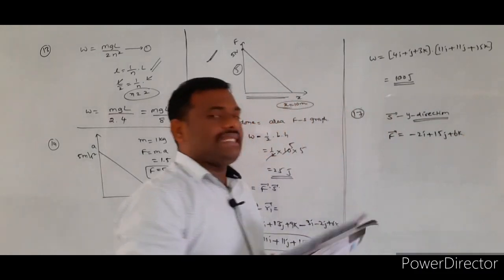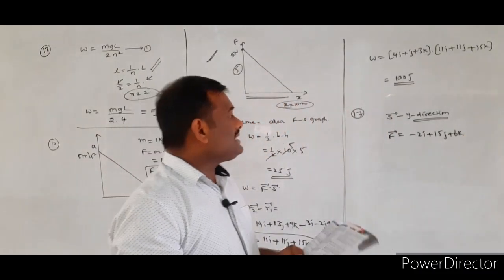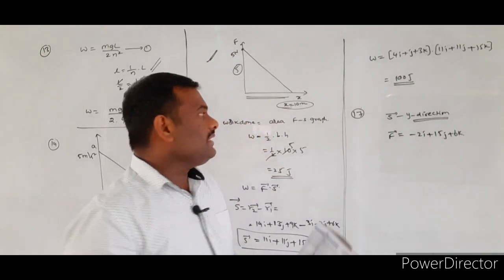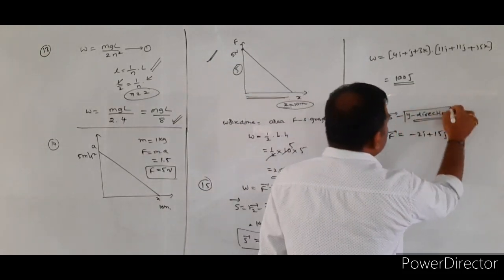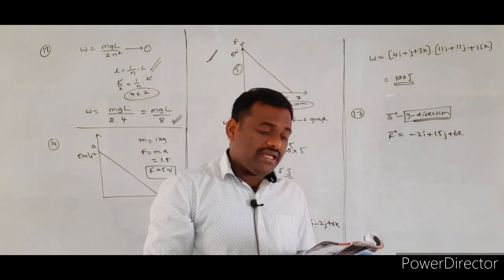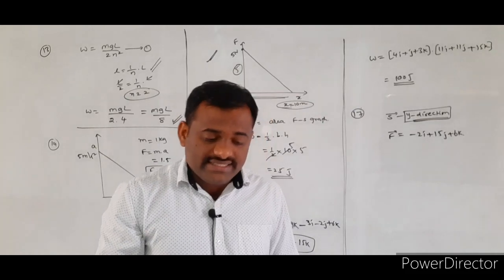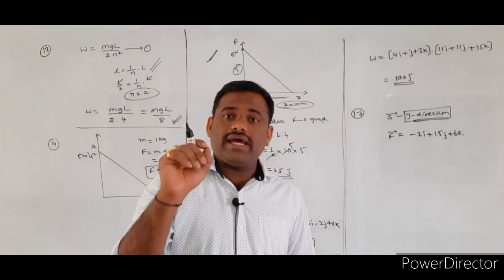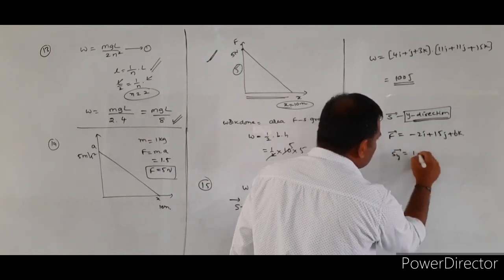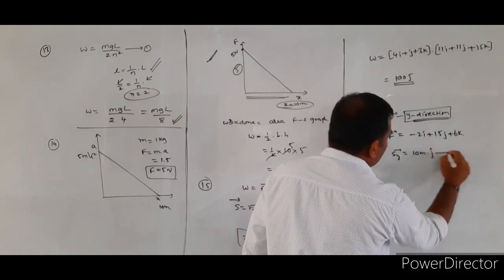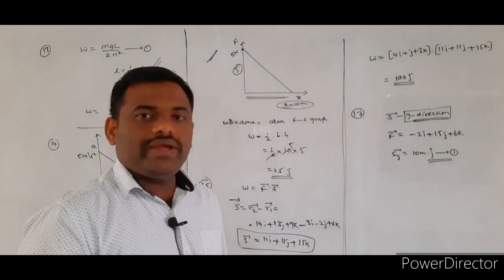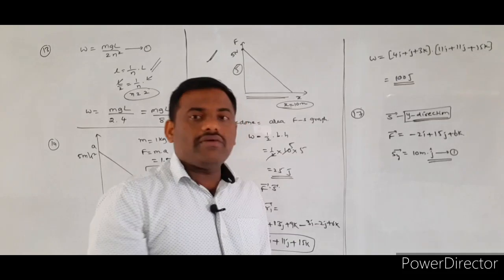So what is the force acting on the particle? Minus 2i plus 15j plus 6k. Whenever this much force is acting, the particle will be traveling along the y axis. And the work done by this force in moving the body by a distance of 10 meters along the y axis. What is the displacement of the particle along the y axis? 10 meters into j cap, in vector notation.